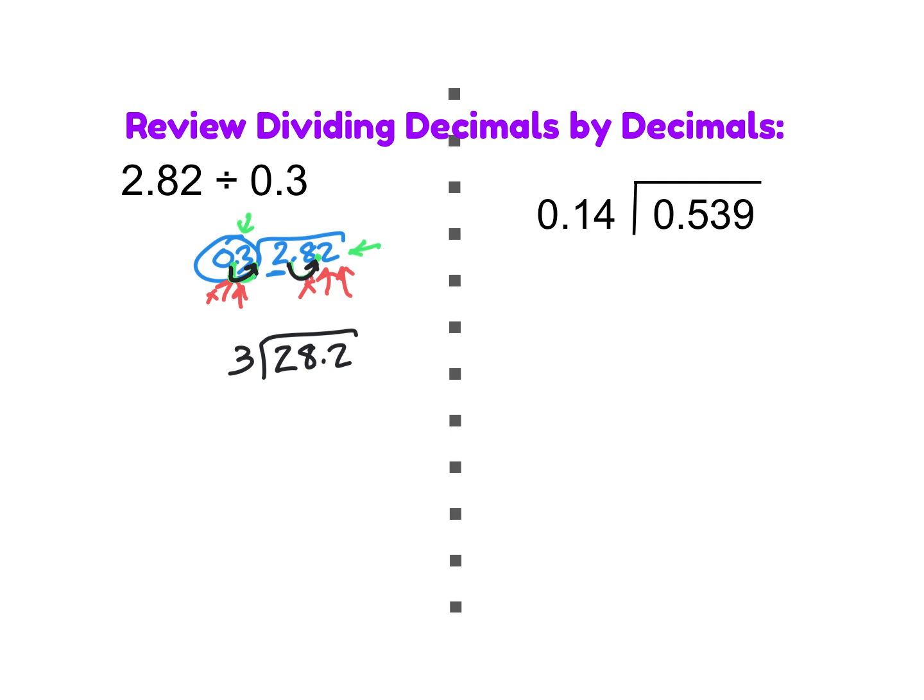So 3 goes into 2. It doesn't. 3 goes into 28, 9 times. 9 times 3 is 27. Subtract, bring down a 2. But when I bring down that 2, I notice I passed by my decimal point, floated up into my answer. 3 times 4 is 12 exactly. So I am done.